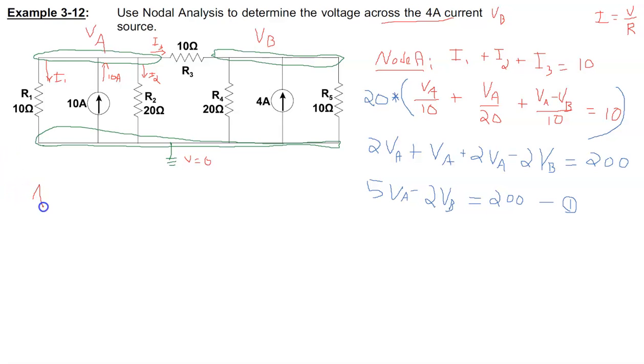Okay, so let's do something very similar for node B. For node B, we also have 4 currents. We have R3, and now R3 leaves in the opposite direction from the other R3. That's not a problem. We have R4. We have R5. And again, it's just easier for us to say that the 4 amp current source enters.